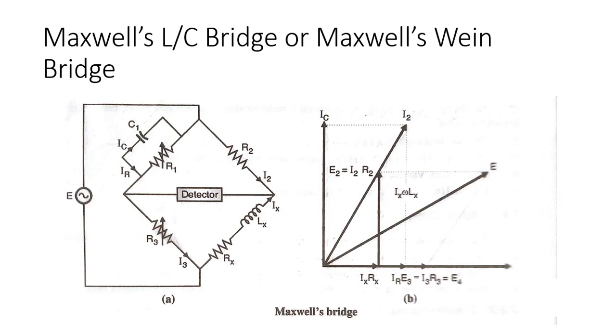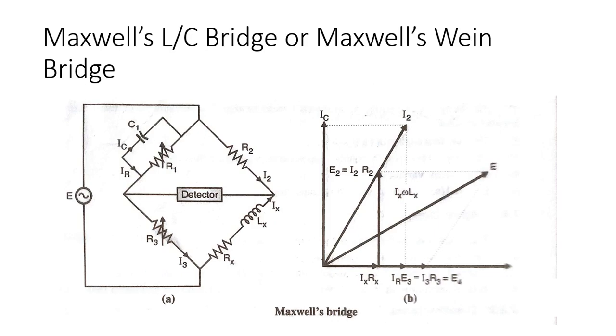So what is the advantage of Maxwell's LC bridge? The balance equation is independent of frequency, that we have seen. The two balance equations are independent. Another important thing is that the scale of the resistance can be calibrated to read the inductance and Q value, and it is useful for measurement of a wide range of inductance at power and audio frequencies.